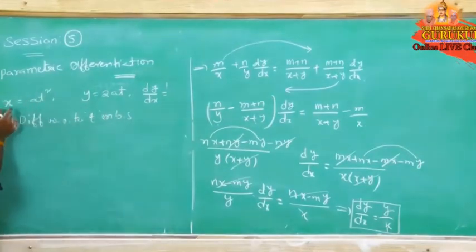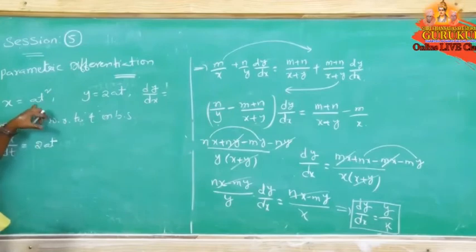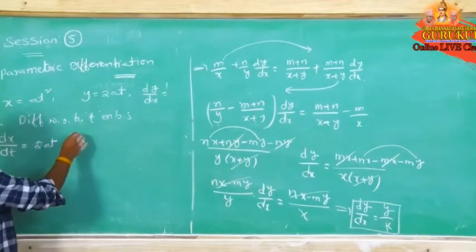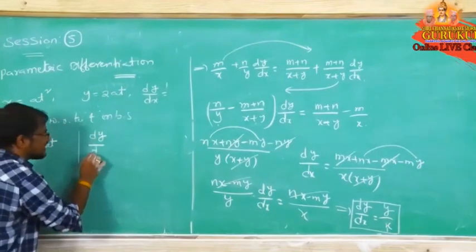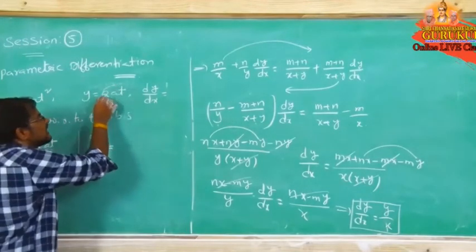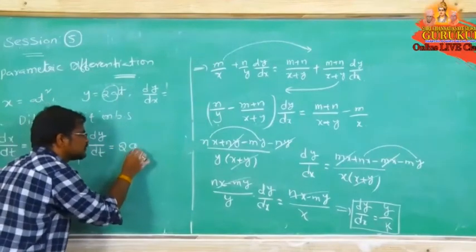Now differentiation with respect to t for x is dx by dt equal to differentiation of at square, which is 2at, because a is constant and differentiation of t square is 2t. Doing the differentiation with respect to t only, right? Now here also, differentiating with respect to t, you will get dy by dt. Here 2a is constant, differentiation of t with respect to t is 1, so only 2a you will get.